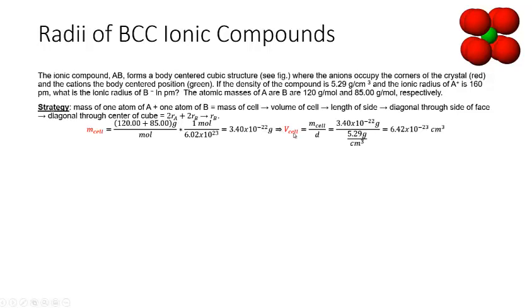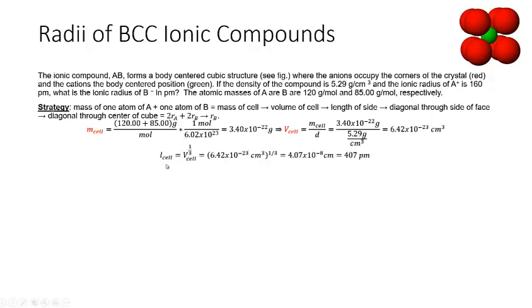Now, recognizing that the volume of the cell is the mass divided by the density, that's just a rearrangement of our normal density equation. We should be able to figure out the volume of the cell by taking the mass that we calculated and dividing it by 5.29 grams per cubic centimeter, to get 6.42 times 10 to the minus 23 cubic centimeters.